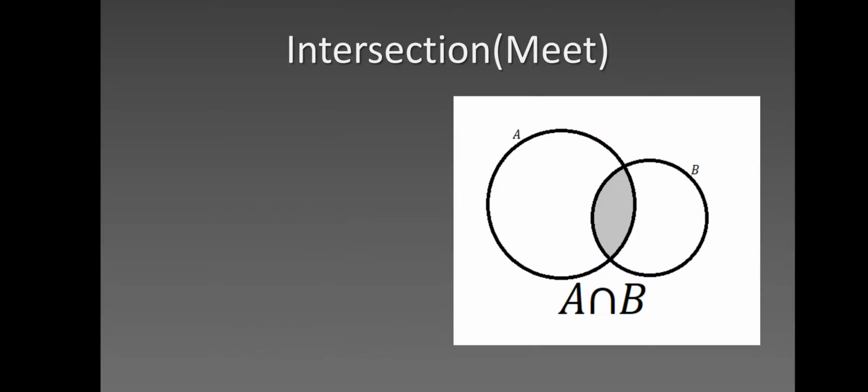Then let us talk about the next operation, intersection. Intersection is also called meet. Now obviously, why is it called meet? Because this is the portion where the two sets meet. That is why it is given such a name. So let us talk about its properties.